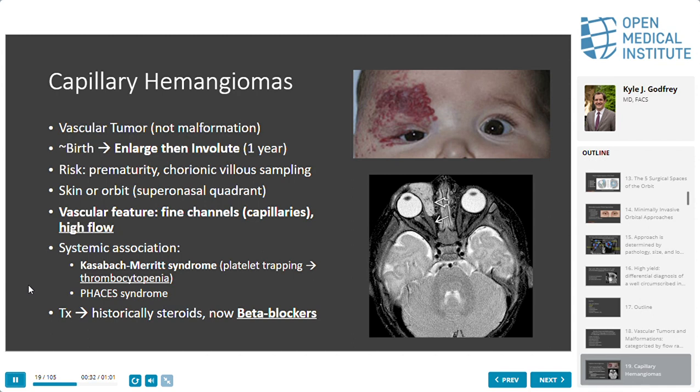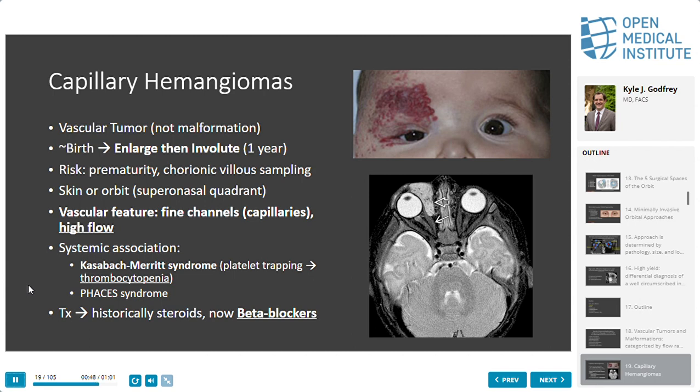These were historically treated with steroids, but now are primarily managed with beta blockers, whether systemic or topical. And these can occur either on the eyelid or in the orbit. When they do occur in the orbit, they're classically in the superomedial location.